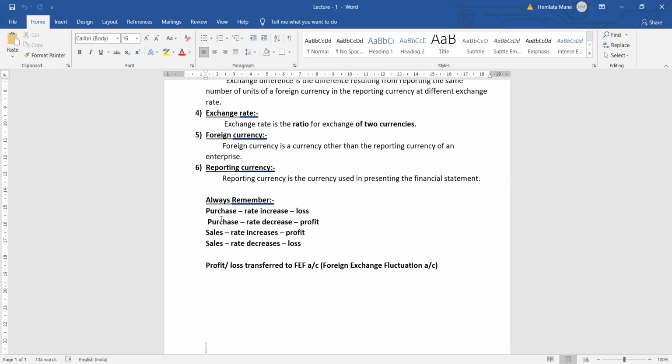First is purchase. Suppose you are purchasing goods at rupees 40, and at the time of payment the rate is 42, then 2 rupees is a loss for you. Why? Because you need to pay 2 rupees more to the foreign country. Suppose the rate decreases, then you need to pay less money to the foreign country, so it is your profit. Clear?